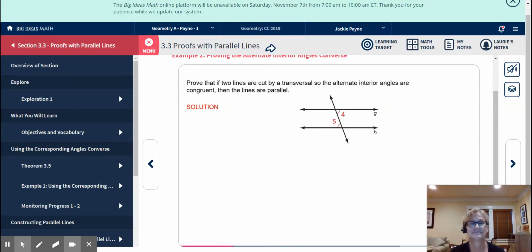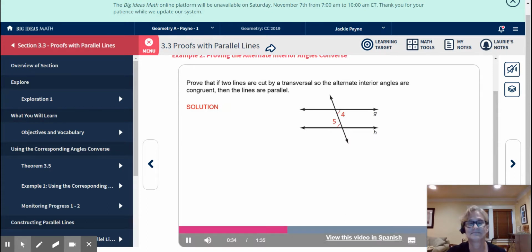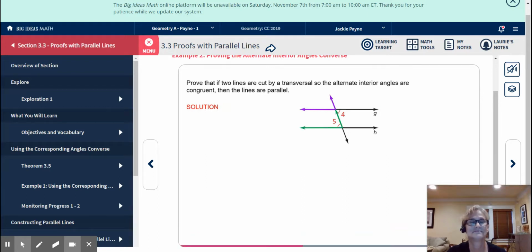Label a pair of congruent alternate interior angles as angle 4 and angle 5. Now, to show that the lines are parallel, you must first show that a pair of corresponding angles are congruent and then use the corresponding angles converse. Notice that one angle is a vertical angle with angle 4 and a corresponding angle with angle 5. Label it angle 1. Now you are given that angle 4 is congruent to angle 5. You need to prove that line G is parallel to line H.